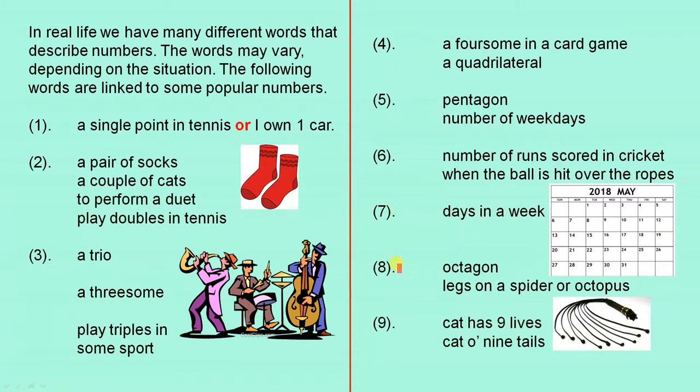Number 8, the octagon has 8 sides. The number of legs on a spider or on an octopus is 8. The number 9, we often say, or people say, that a cat has 9 lives. Whether that's true or not, I don't know. And in the old days, they used to use a cat of 9 tails, which was this thing here. That's for punishing people. A very nasty instrument, that.